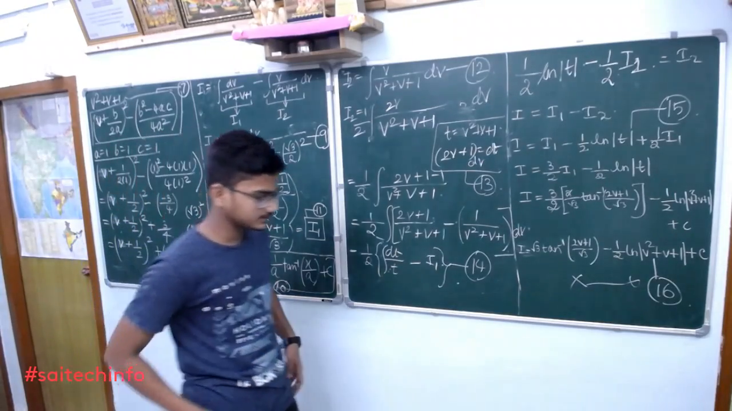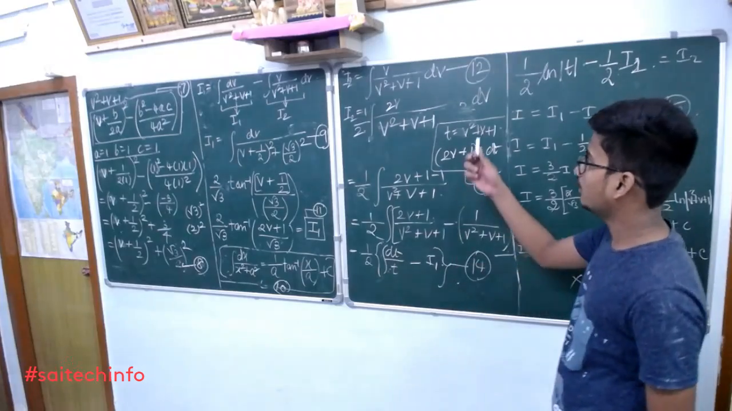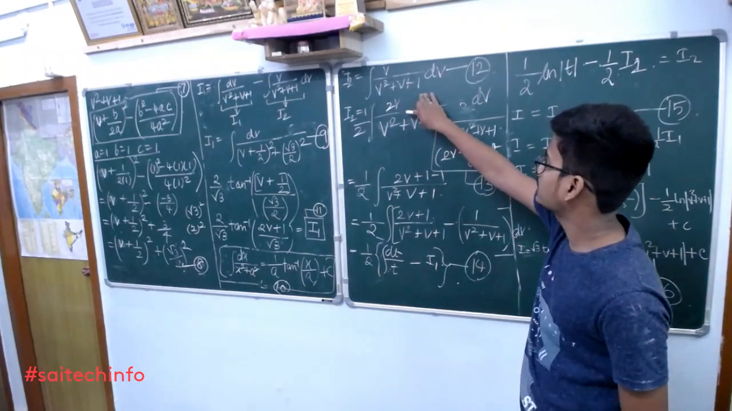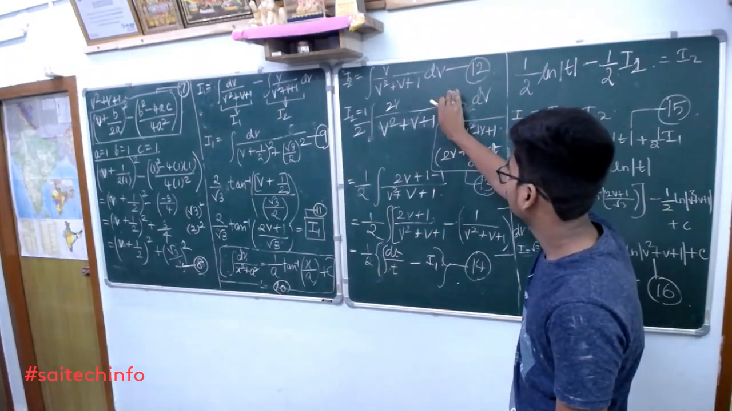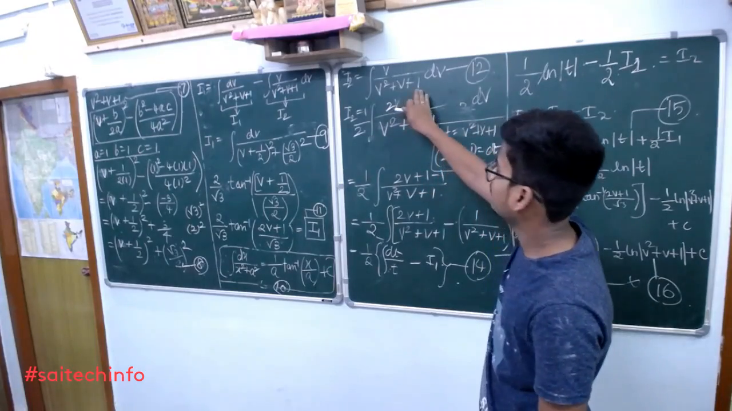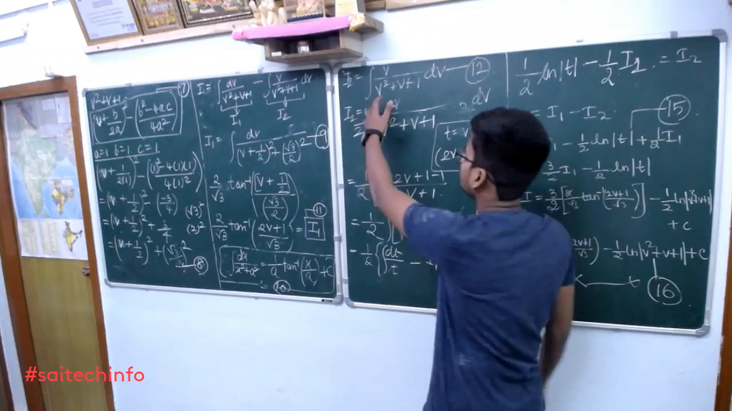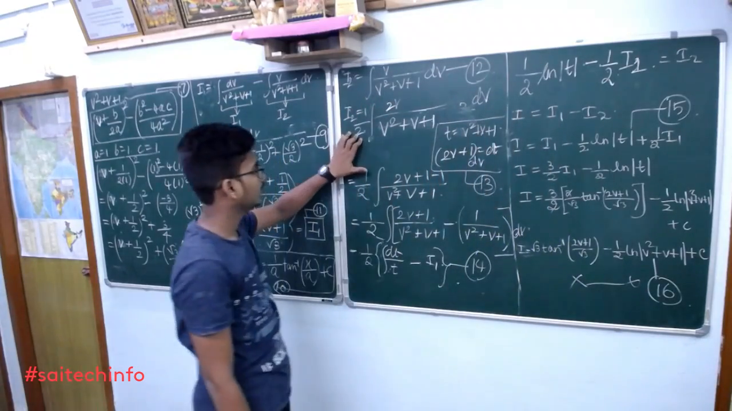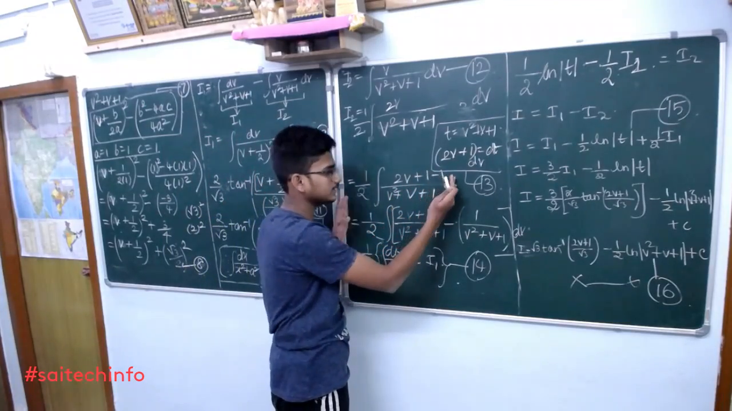Now dealing with I2. In I2 the equation is the integral of v by v square plus v plus 1 into dv, that is step 12, separating I2. In I2 we multiply and divide by 2. On multiplying and dividing by 2, the 2 goes to the numerator and the 2 in the denominator is taken outside as half. And we are adding plus 1 and minus 1. So why is it done?